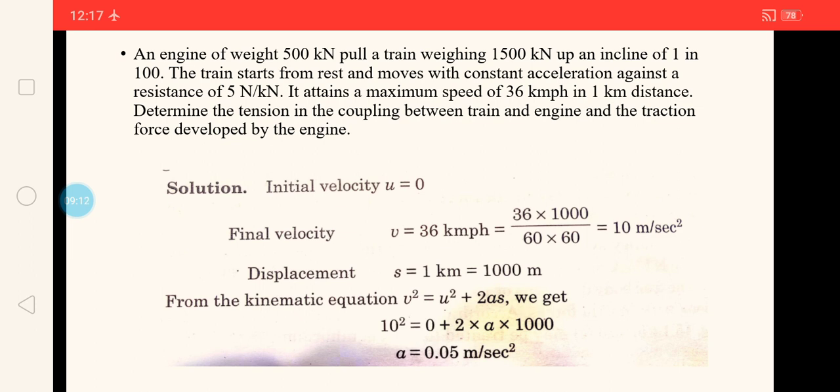A lot of bogies will be there. So altogether the weight is 1500, plus the engine, 500. If the engine weight is also included, the total weight will be 2000 kilonewton. Engine separately 500 and bogies separately 1500.